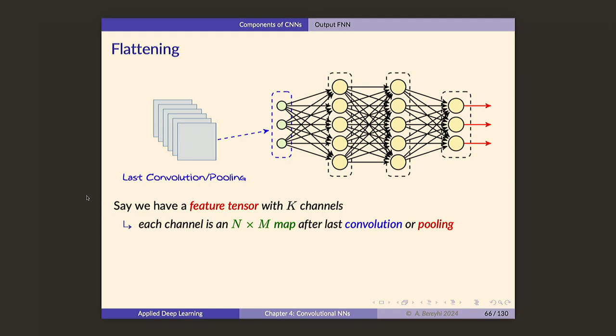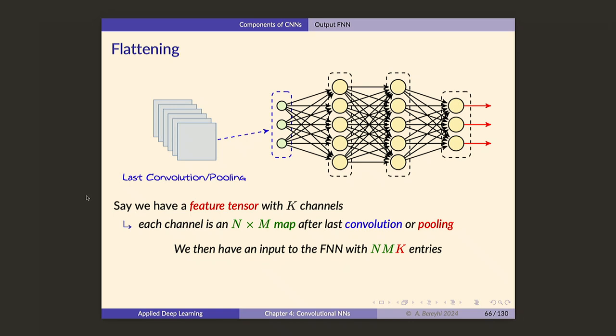What is it? Product of all of them, right? Because I have k channels, each of them has an n times m map. So if I write one map, it's going to be an n times m vector. And then I put the next map below that and so on. So I'm going to have k times mn different numbers, all saved in the form of a vector. And this is going to be the input of my feed-forward neural network.